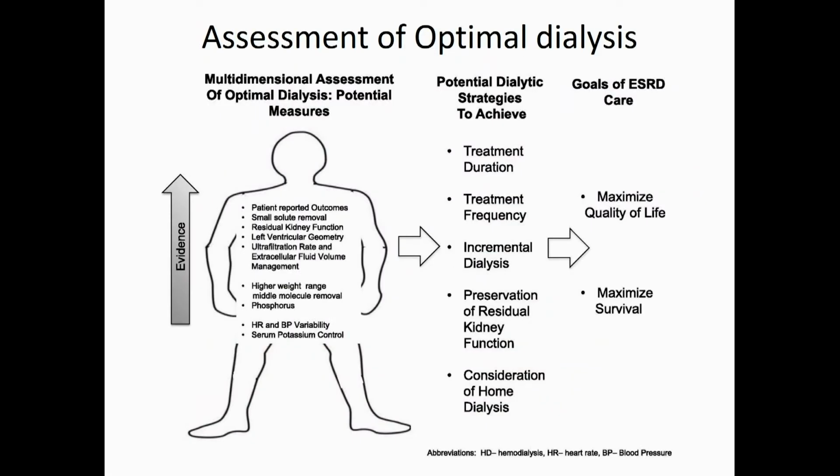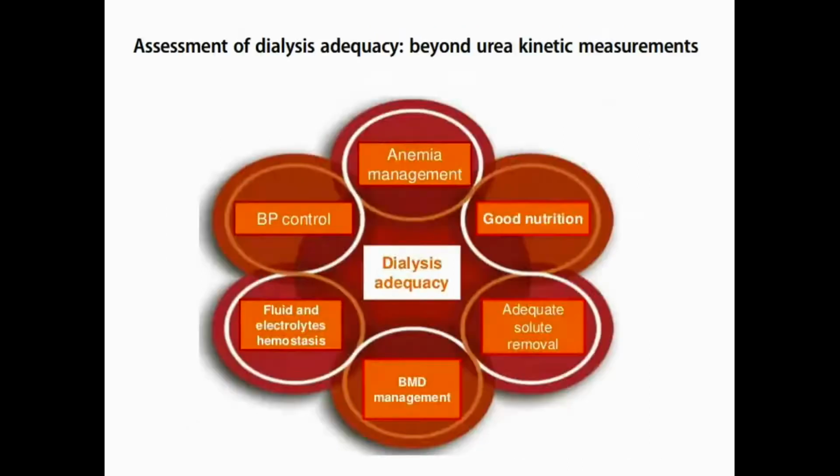So a multidisciplinary assessment of the patient has to be done. The patient's outcome will depend on the small solute clearance, residual renal function, and the LV hypertrophy, which relates to extracellular volume and higher weight gain, and also heart rate variability, serum potassium, electrolytes, everything which will have an impact on the long-term outcome. So you need to plan the treatment duration, frequency, whether you need incremental dialysis and the preservation of the renal function. All these things are there for optimum dialysis. It's not only that you have achieved a KT/V that your dialysis is good, you may have to look at all other things.